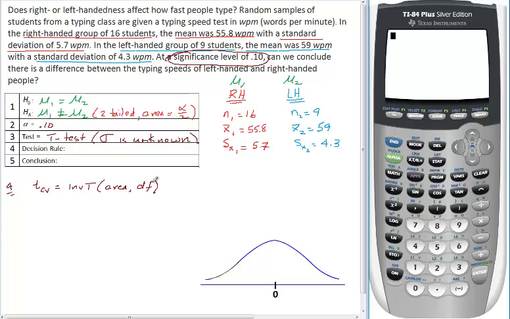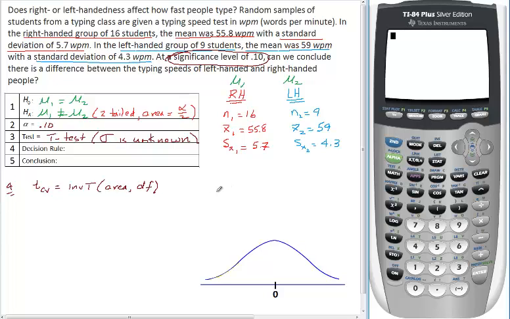Now, when you're asked for inverse t, you're going to need the area and you're going to need degrees of freedom. Now, we need to talk about pooling data here. When we pool data, because you're going to be asked for that in step 5, whether you pool the data or not. Okay? When you pool data, what you're assuming is that the standard deviations of the populations are the same. And I think we can make that assumption here, because we're dealing with typing speed. Whether you're left-handed or right-handed, it shouldn't really make a difference. So we can assume here, I think fairly safely, that the standard deviations of the populations are equal. And if that's the case, it means we pool the data.